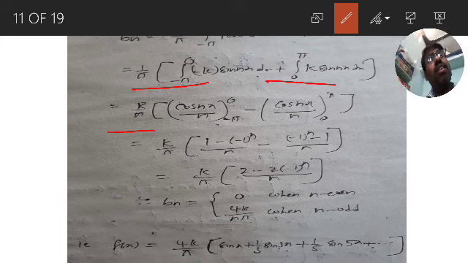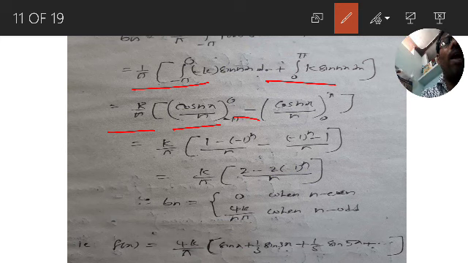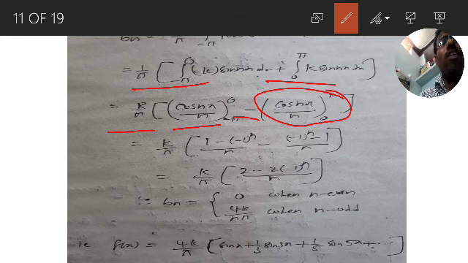Sin x integration is minus cos x. Sin nx integration is minus cos nx by n, minus into minus becomes plus. This is cos nx by n from minus pi to 0. Sin nx integration is minus cos nx by n from 0 to pi, upper limit minus lower limit. So cos 0 value is 1, whereas cos n pi value is minus 1 all power of n.